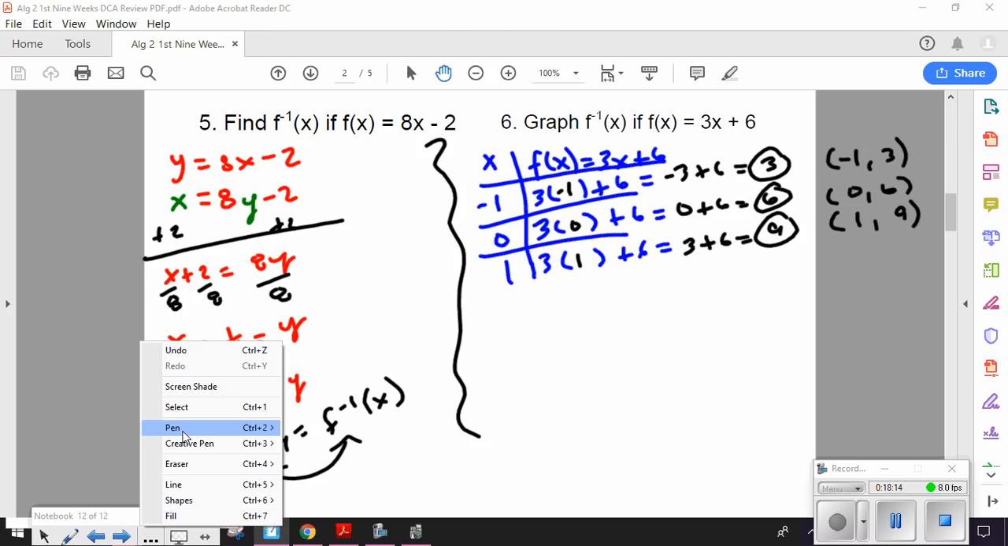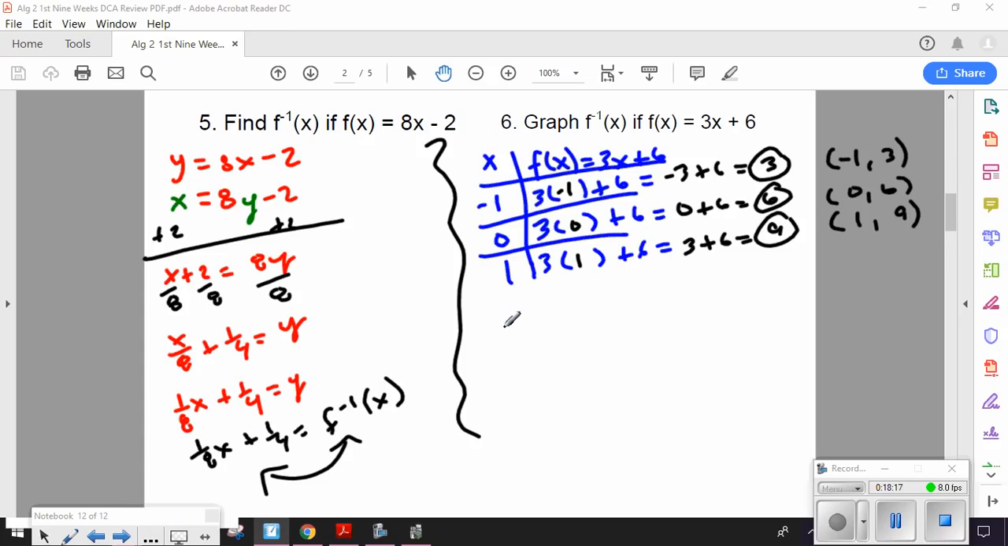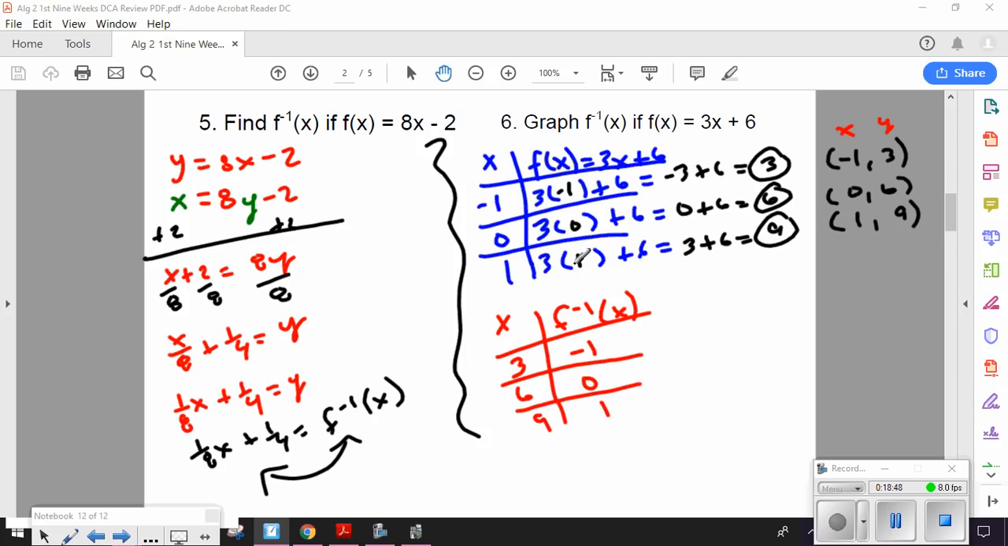Now, on our inverse, we know the definition of the inverse means switch x and y. So this was x, this was y originally. So that means on my inverse function, I expect to see 3, -1, 6, 0, and 9, 1. And then you would graph it.